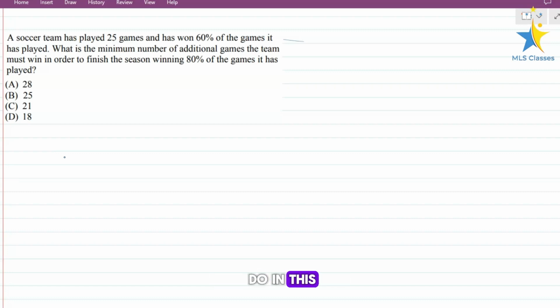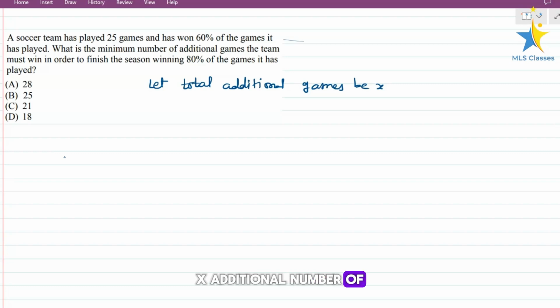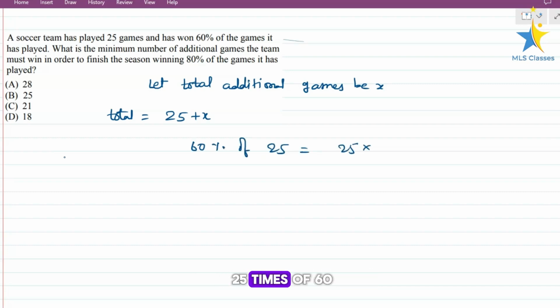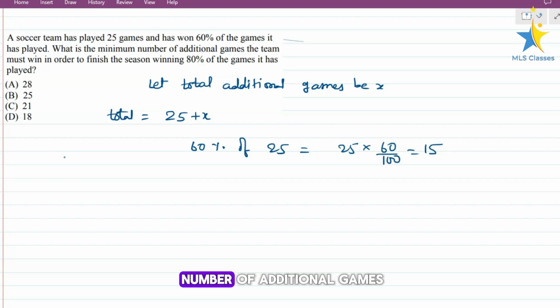So what we can do in this, see, let total additional games be x. Now if additional number of games is x, then total number of games will become 25 plus x. It is saying that out of 25 games they have won 60%. So 60% of 25 is equal to 25 times 60 over 100, which is 15. Now it's asking what is the minimum number of additional games that the team must win in order to finish the season with 80%. So we have taken x as the additional games.